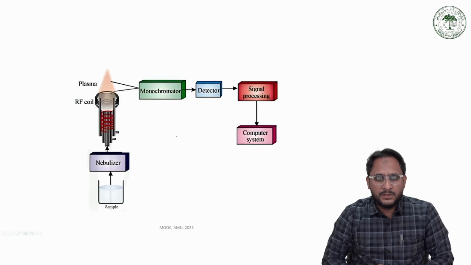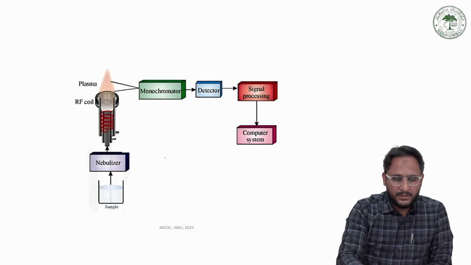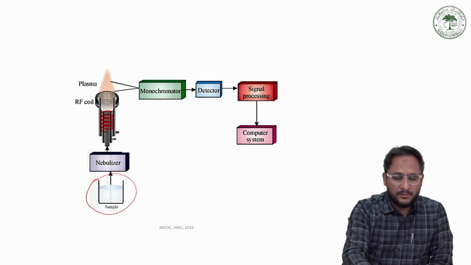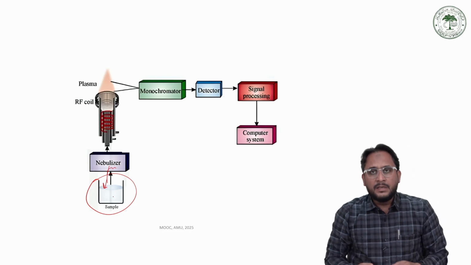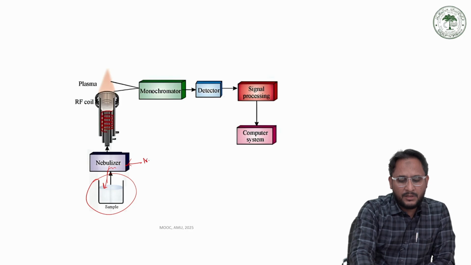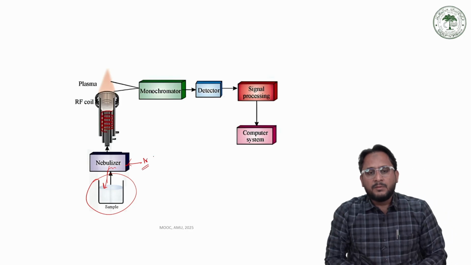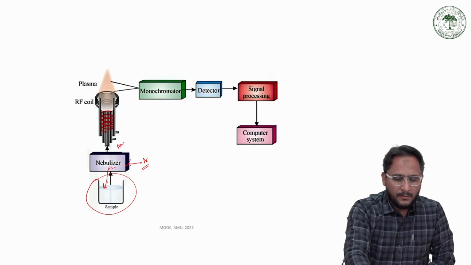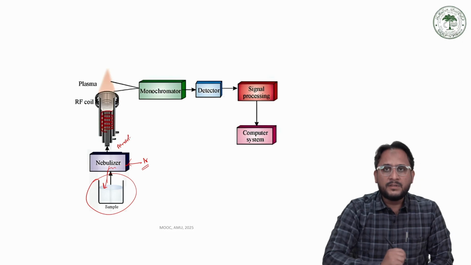This is the flow sheet of the different components. We have a sample container over here, which is connected to a nebulizer. The nebulizer inlet pipe is immersed into this sample. The nebulizer sucks in the sample. Then we have a provision for argon gas in this nebulizer. The nebulizer mixes the sample with argon gas to create an aerosol of the sample in argon gas.